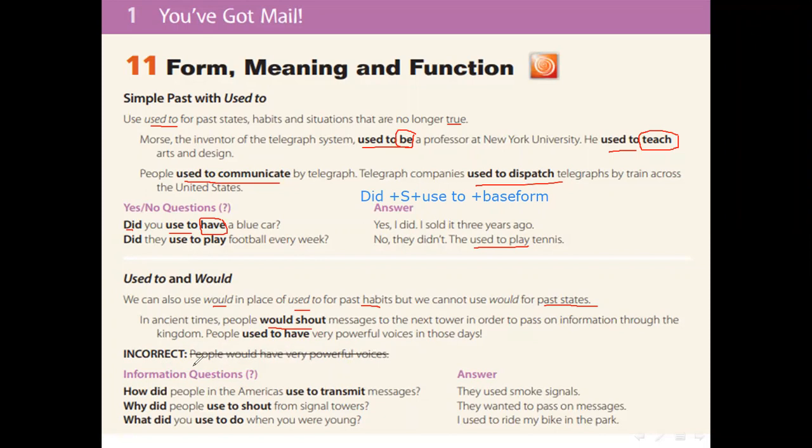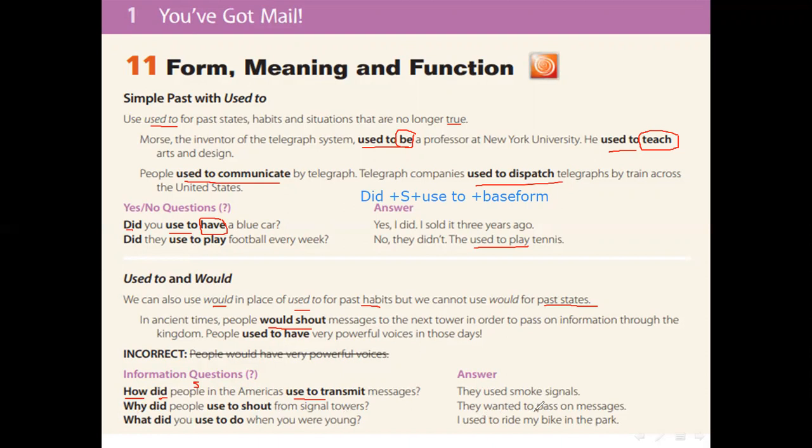Okay. How can we ask WH questions or information questions? We use at first WH words, how, what, or where, plus did, plus subject, and used to plus base form. For example, how did people in the Americas use to transmit messages? They used smoke signals.